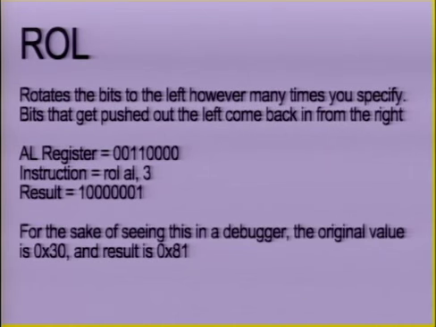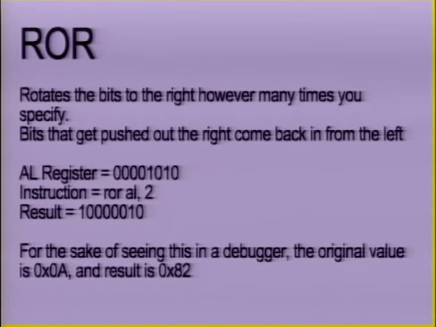And then rotating, like I was saying, instead of pushing them all out, they get pushed back around to the back end of it. So I'm rotating to the left by 3. This 1 moves to this place, this place, this place, and then finally this place for the 3rd time. So that's why we get this result down here by rotating to the left by 3. And then rotating to the right, same thing, just the other direction.